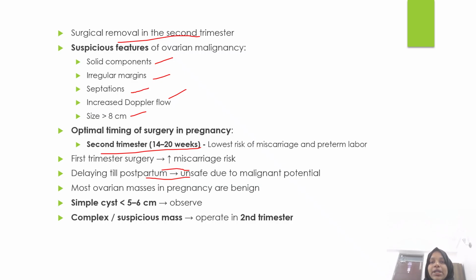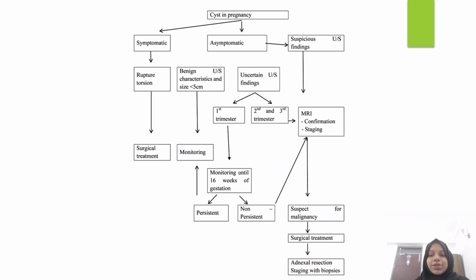So usually most ovarian masses are benign only. If it's a simple cyst less than 5 to 6 centimeter, you can observe, especially if it's detected in the first trimester, where it can be a corpus luteal cyst. If it's a complex or suspicious mass with the mentioned features like solid component, irregular margin, septations, and all those features, you may have to operate, mainly in the second trimester. So this is how you deal with a cyst in pregnancy.